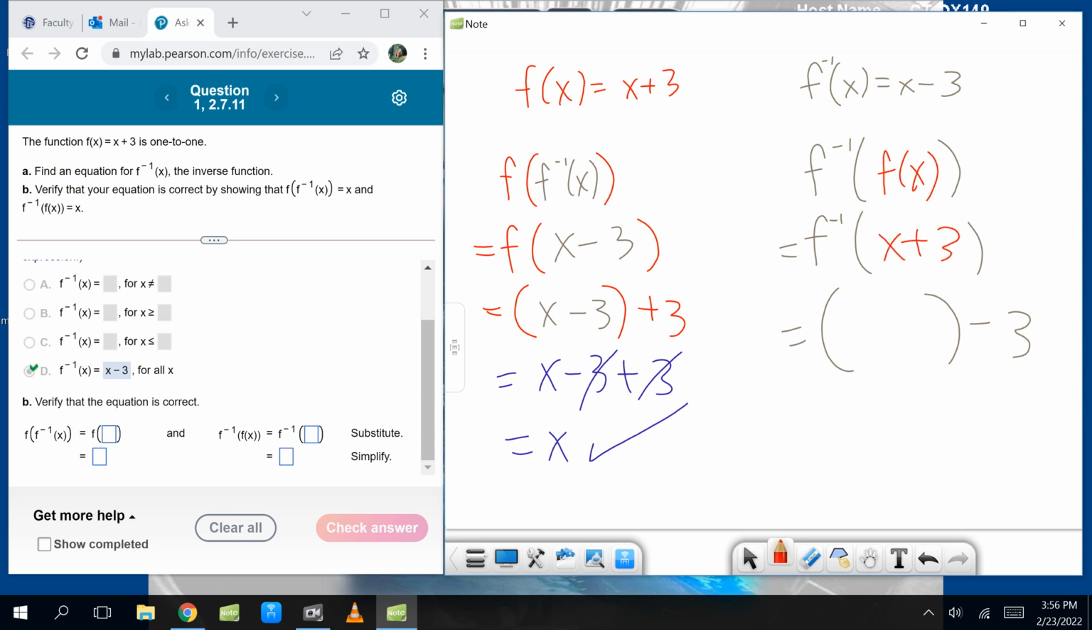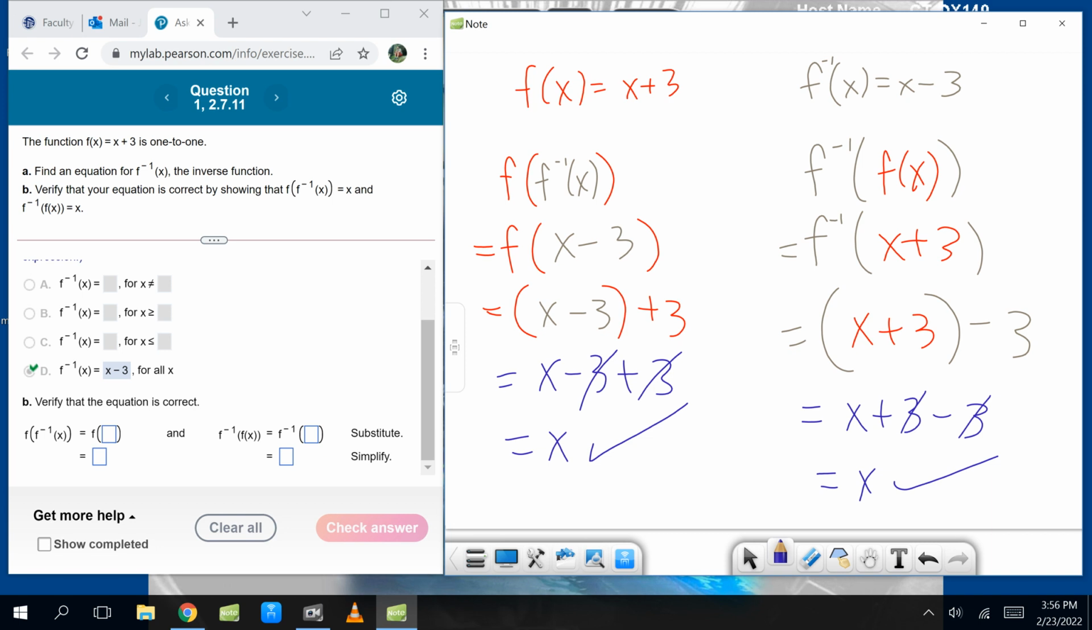This x plus 3 is my original function, so we plug that in here. And then we get x plus 3 minus 3. And again, those cancel and we get what? X. And guess what? It checks. And that's the "and" part over here. That's the "and" part. So I want to try to click on it and show you here.